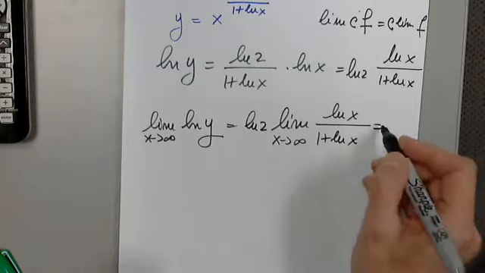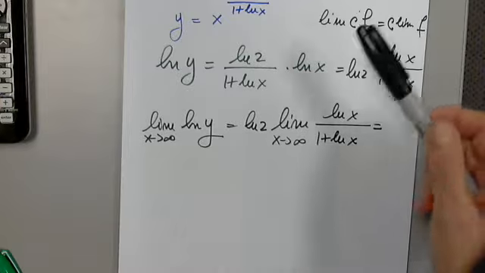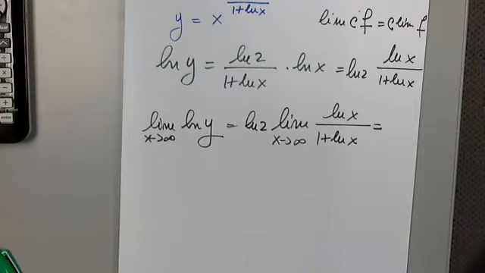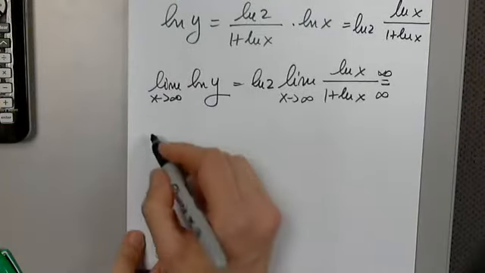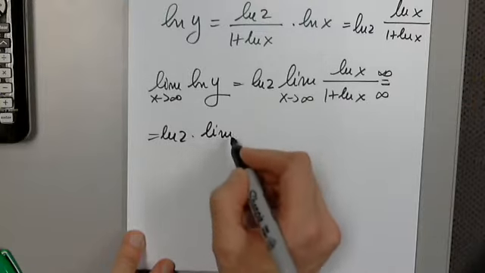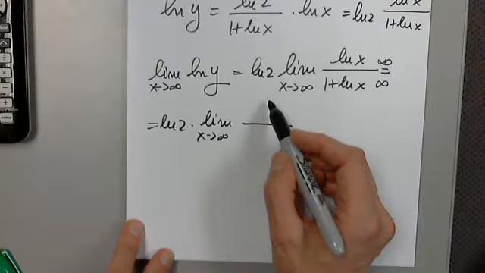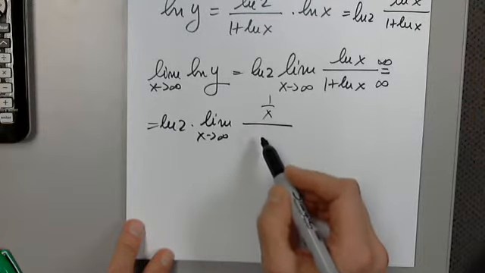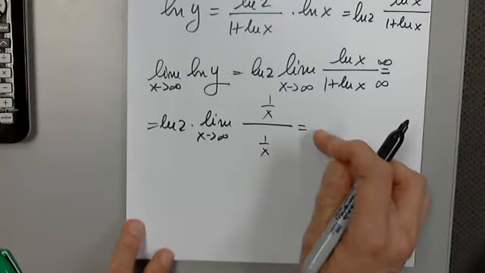I check again. What are you hoping for? We're hoping that the power changes directly into a ratio. I don't even need to apply any algebraic manipulation to change it from a product to a ratio. So what about the top? What about the bottom? Nice. So this is natural log 2 times the limit as x approaches infinity. The top is whatever x, the bottom is whatever x, the limit is infinity over infinity.